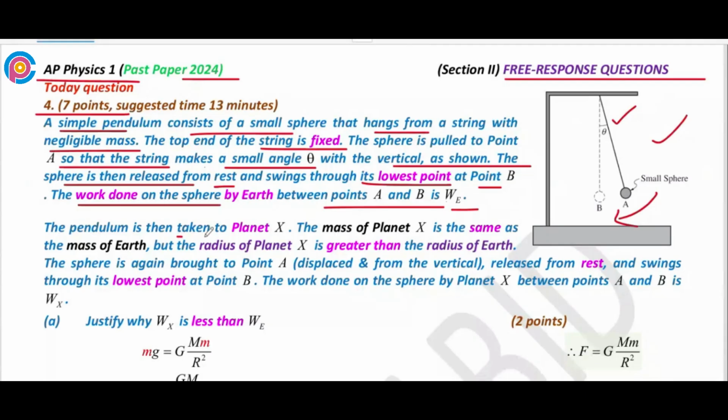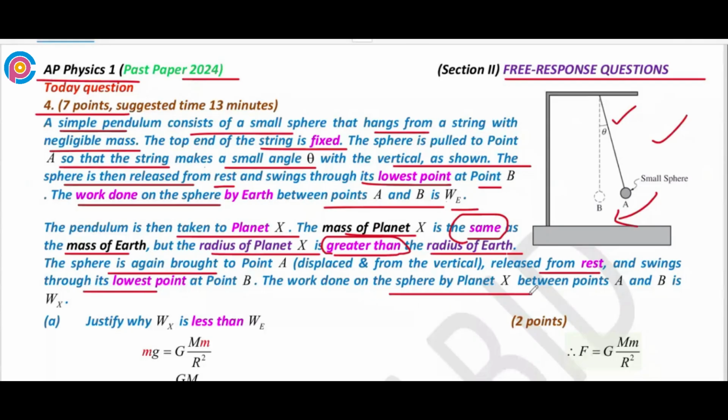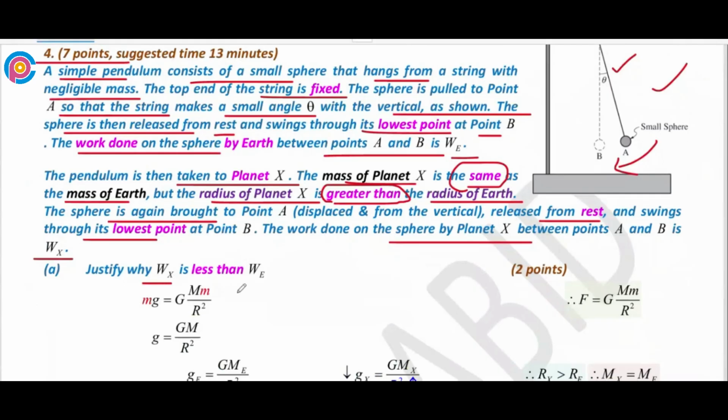The pendulum is then taken to planet X. The mass of planet X is the same as the mass of the Earth, but the radius of planet X is greater than the radius of the Earth. So the sphere is again brought to point A, displaced from the vertical, released from rest, and swings through its lowest point at B. The work done on the sphere by planet X between A and B is Wx. Now the first question is: justify why Wx is less than WE.